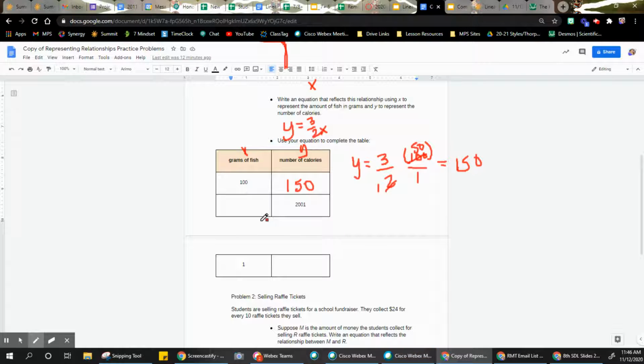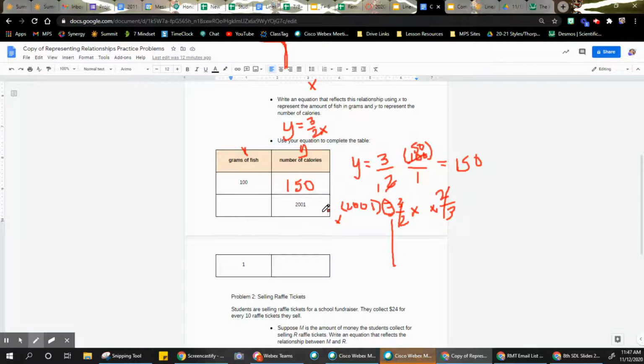So now I'm going to move on and try the number of calories to figure out how many grams of fish. So this is 2001. So I'm going to put 2001 in my Y spot here. Equals 3 over 2 times X. The center of my equation is my equal sign. I'm going to have to get rid of the 3 over 2. Over 2 represents division, so I'm going to have to multiply by 2. But 3 here is multiplication, so I have to divide by 3 to get rid of that.